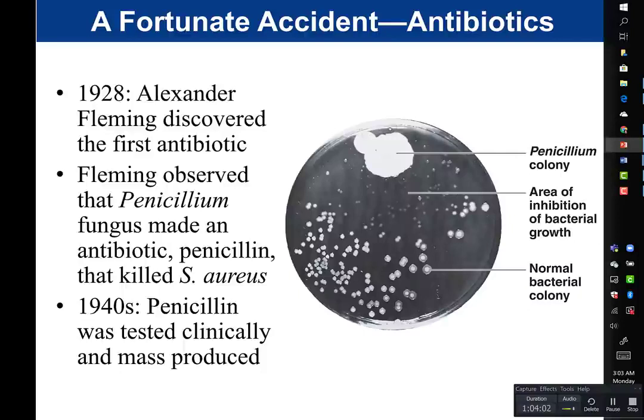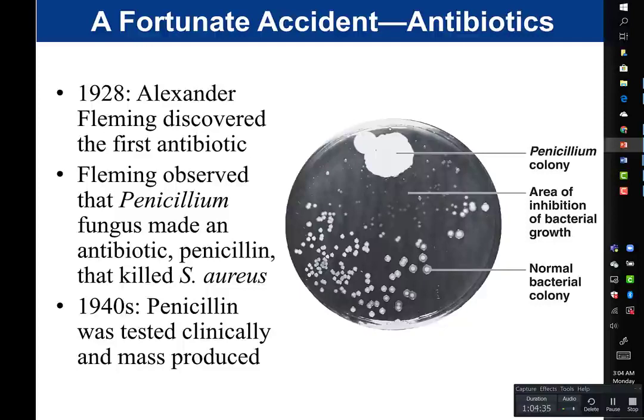1928, Alexander Fleming discovered the first antibiotic. And this has to be the most lucky discovery in the history of discoveries. This happened completely by accident. So Alexander Fleming was trying to grow bacteria, and he ended up with this contamination on his plate. And this contamination had this fuzzy appearance, and he noticed that where this fuzzy stuff was growing, bacteria was not.